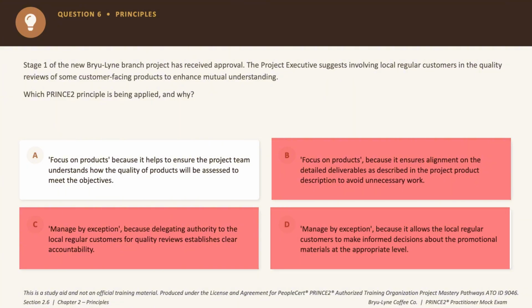So eliminated as well. Now option A says focus on products because it helps the team to understand how quality will be assessed to meet the objectives. Now that is the real reason, right? Involving users in quality reviews sits at the heart of the principle of focus on products. So the correct answer choice is option A.